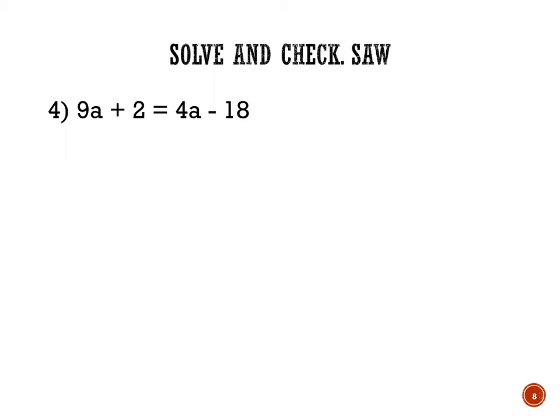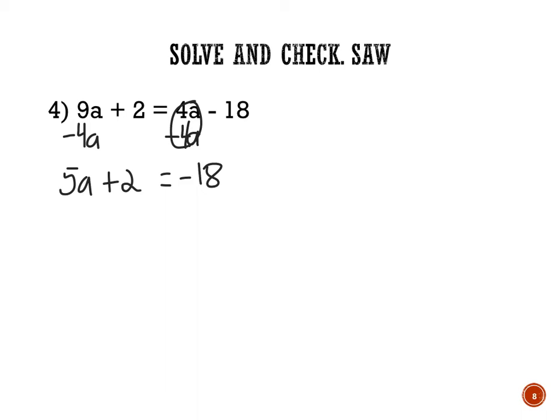Number 4, 9a plus 2 equals 4a minus 18. I don't need to distribute. I don't have like terms I need to combine, but I do need to collect the variables to one side. I'm going to move 4a with 9a. And since 4a is positive, I'm going to subtract 4a from both sides. So 4a minus 4a is 0, so that gives me negative 18 on the right-hand side. 9a minus 4a equals 5a plus 2.